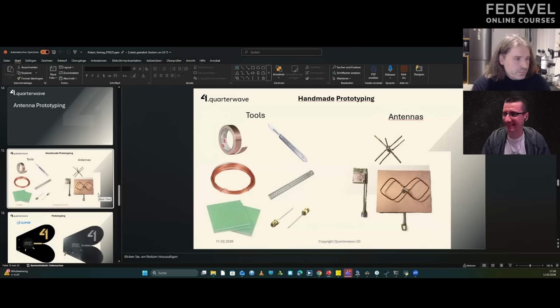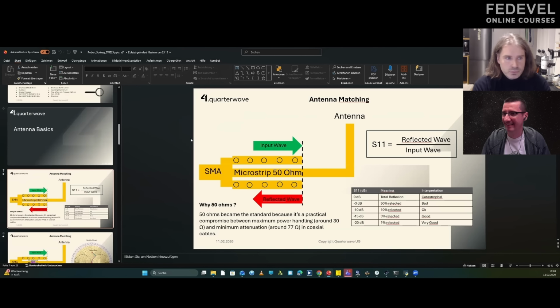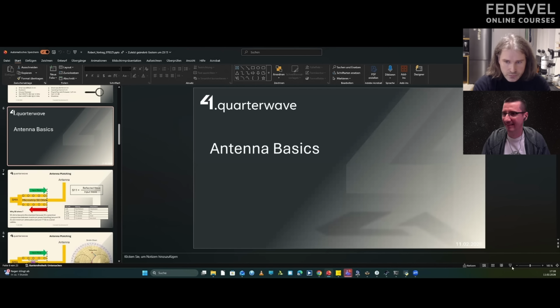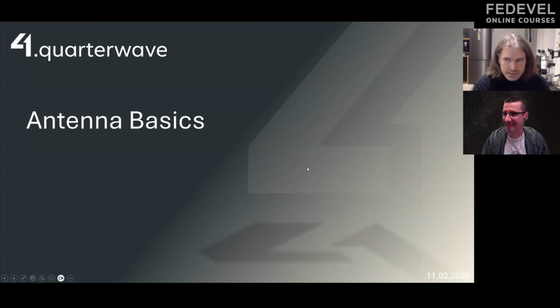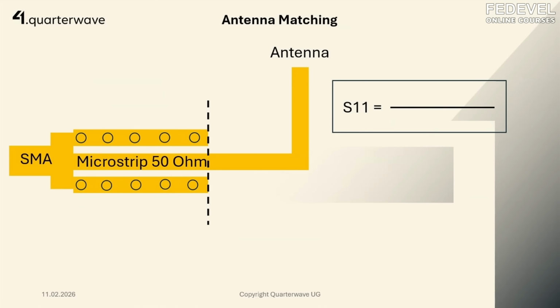Therefore, I switch to the basics, in terms of how you can measure, for example, S parameters. So let me go to the antenna basics here. First of all, if you have an antenna, you need to measure the S11. It's a reflection coefficient. Usually you have an RF connector, an SMA connector, a microstrip, and an antenna.